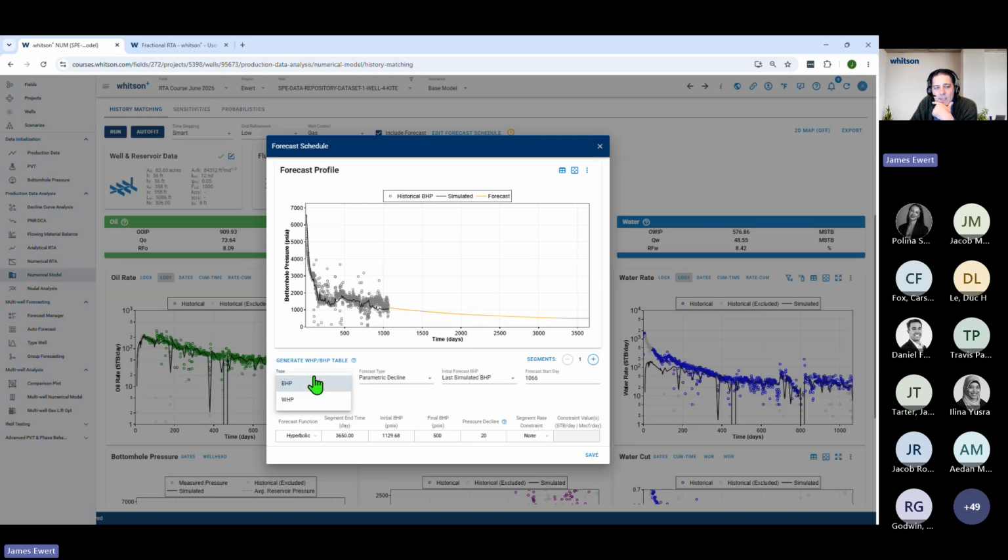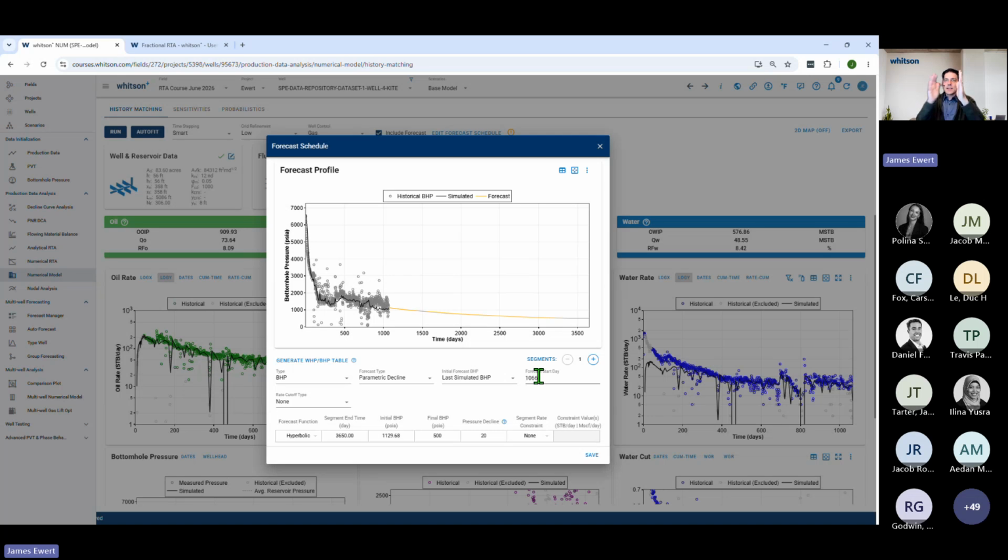And so we can run this off of BHP or wellhead pressure. We can do a parametric decline, which is the curved forecast for that bottom hole pressure, constant, or we can do a custom schedule, which is great. We can forecast off of the last simulated bottom hole pressure or the last historical one, or we can specify a value ourselves. And we can also change the forecast start date.